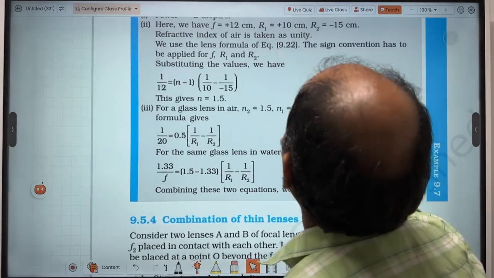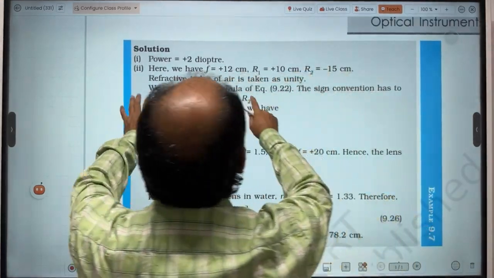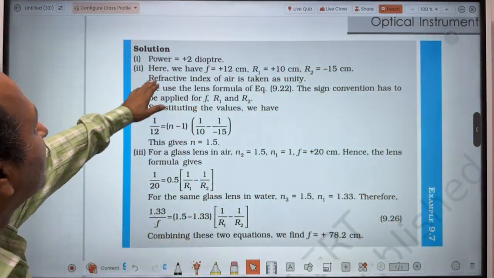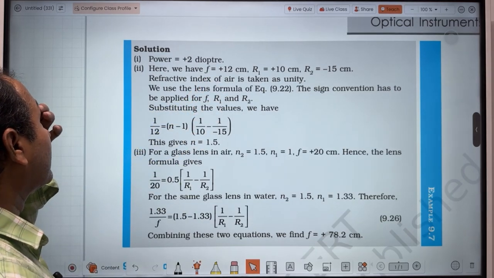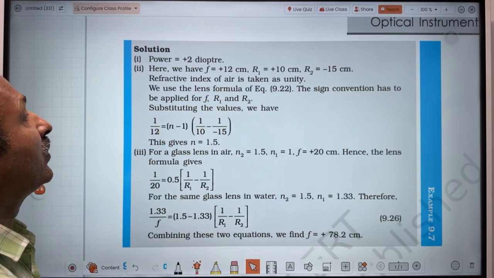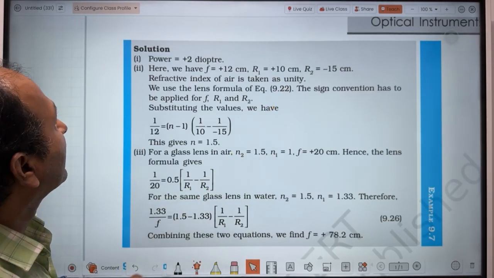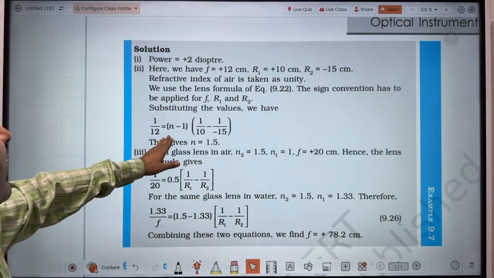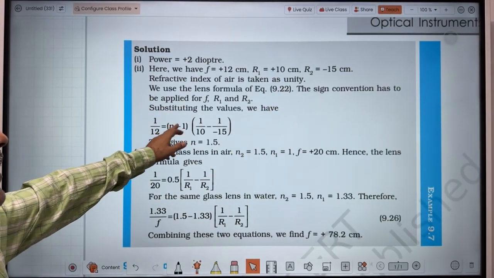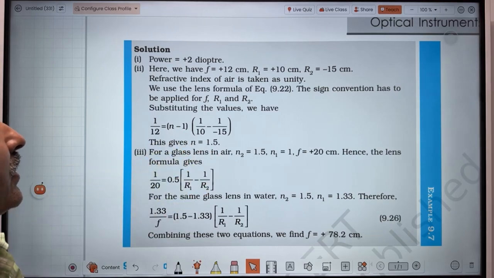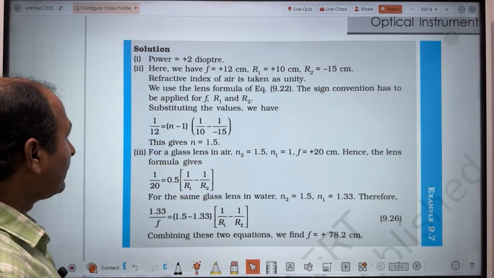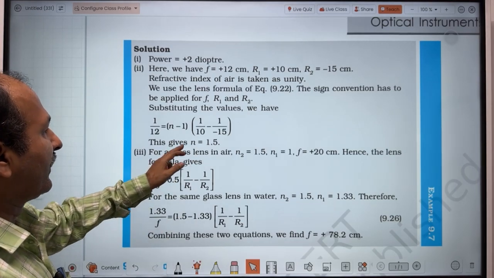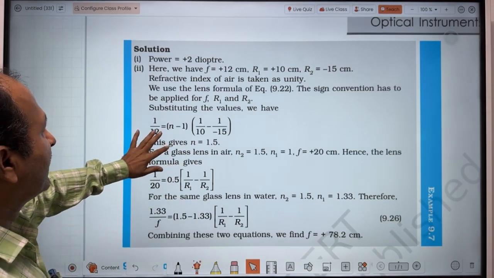Here the same thing is explained. First case is given power 2 diopter. Second case, focal length is given 12 centimeter, R1 is given 10 centimeter, R2 is minus 15 centimeter. So we can write the formula 1 upon f equal to n minus 1, 1 upon R1 minus 1 upon R2. As I told you, R2 will be on this side, so it will be negative. So after putting values, we will get n equal to 1.5.